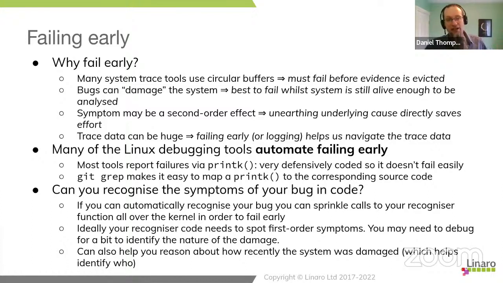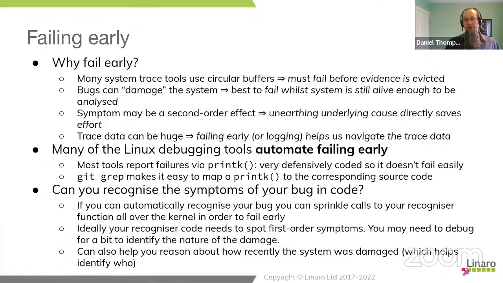And finally, failing early, trace data can be enormous, particularly if you're running tools like ftrace, which we'll talk about later. They generate an enormous volume of trace data, and having a little flag in that trace data that says, within this 10 millisecond window prior to this flag, this is where the error is, is just valuable to be able to navigate that enormous quantity of trace information. So this is why we do it.